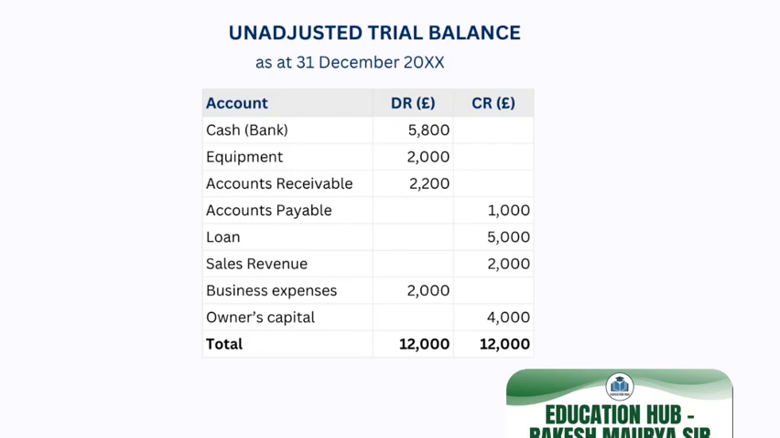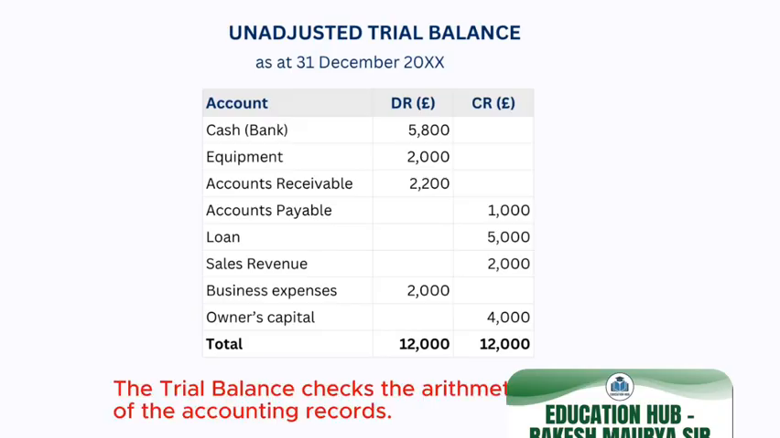However, a balanced trial balance does not always mean there are no mistakes. For example, a transaction could be recorded in the wrong account, or both debit and credit amounts could be incorrect but still equal. The trial balance mainly checks the arithmetic accuracy of the accounting records.